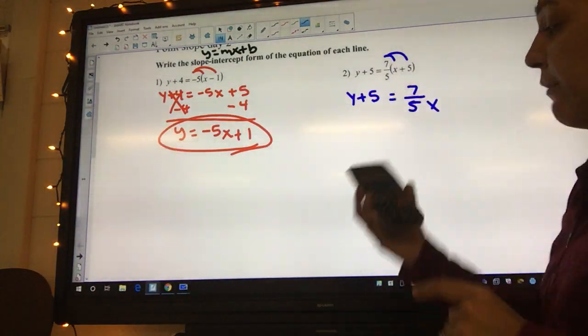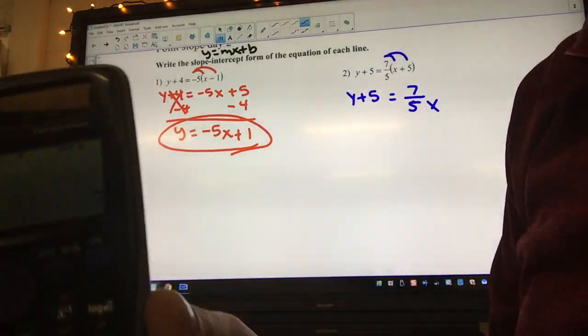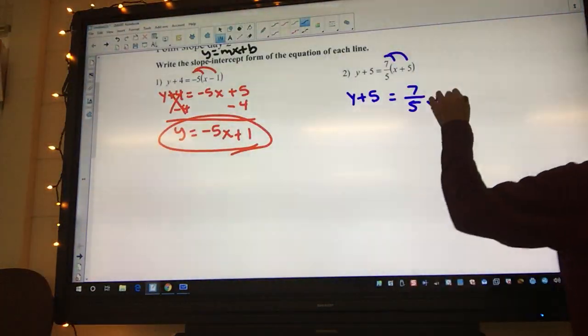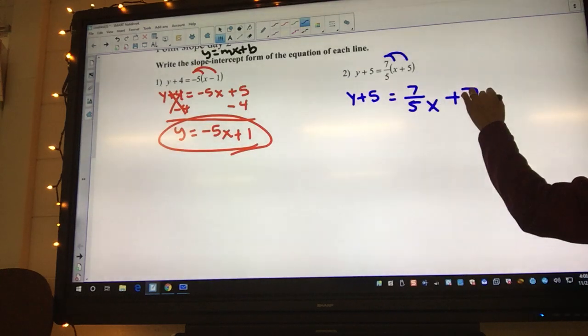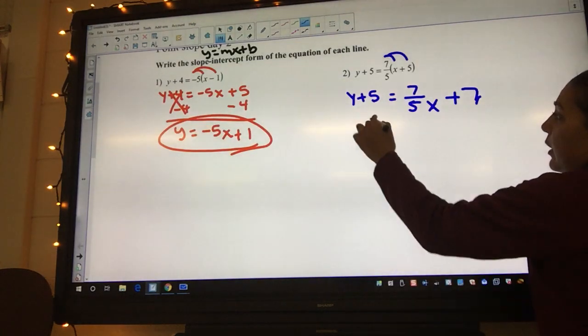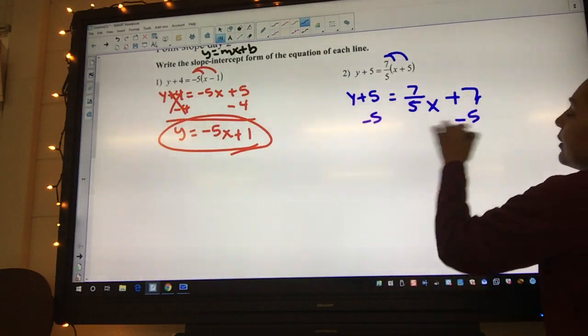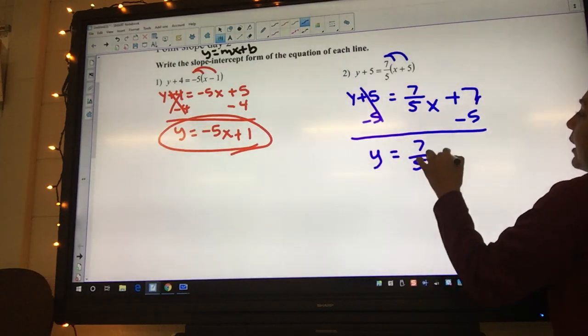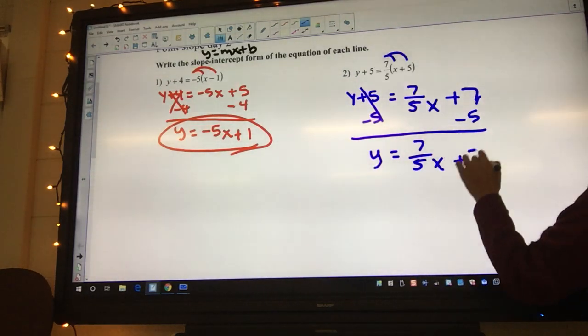and we're timesing it by 5. On my calculator, it popped out as 7 for my answer. So it's just going to be plus 7. Now, still same thing, we need to solve for y. So minus 5, minus 5. So I got y equals 7 over 5x, and it's going to be plus 2.